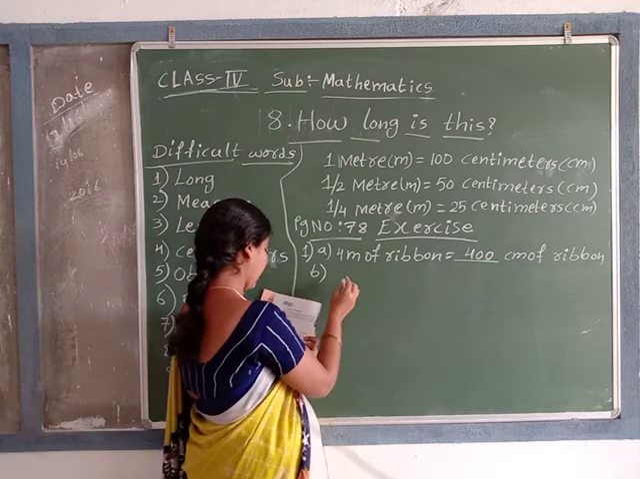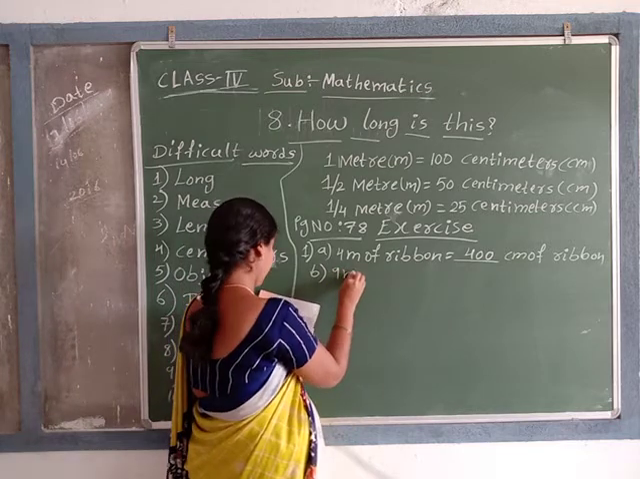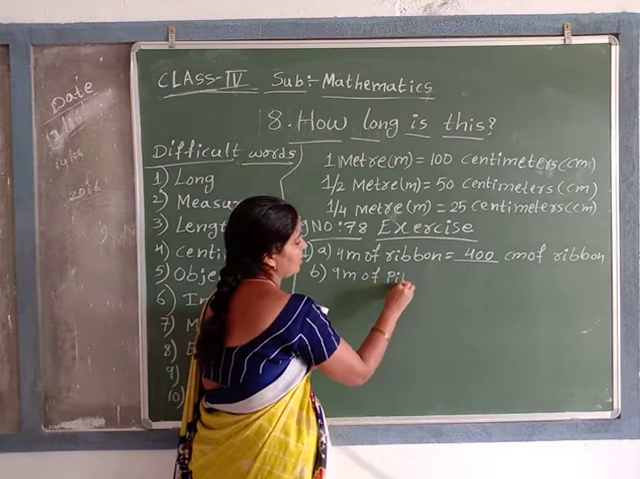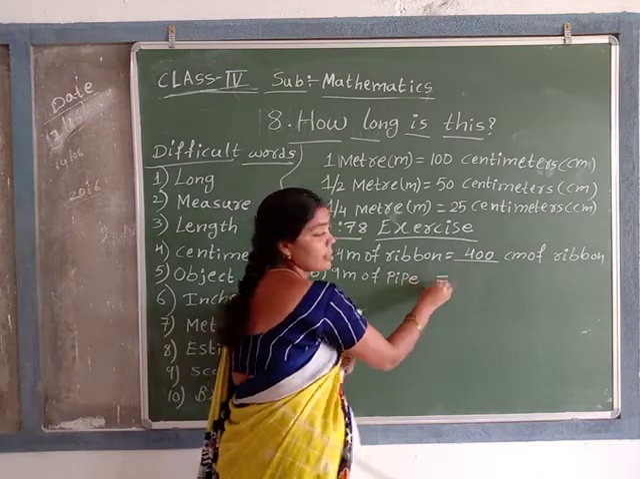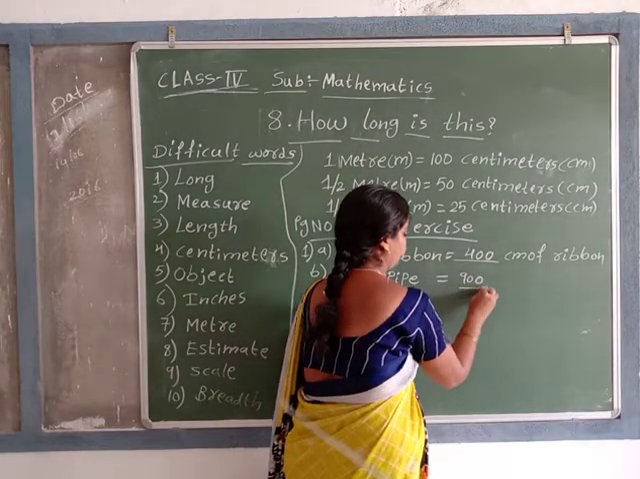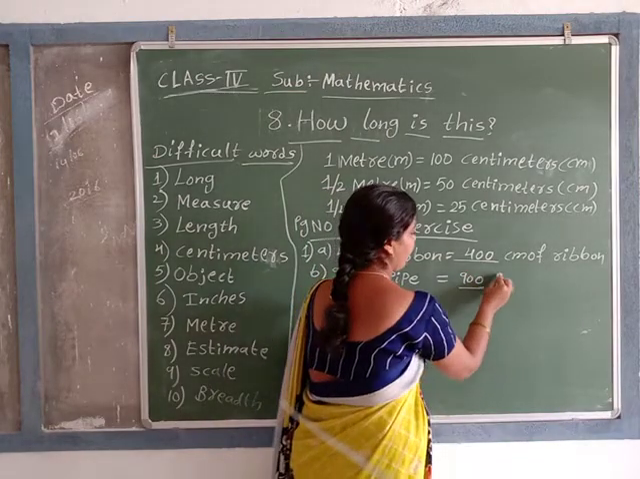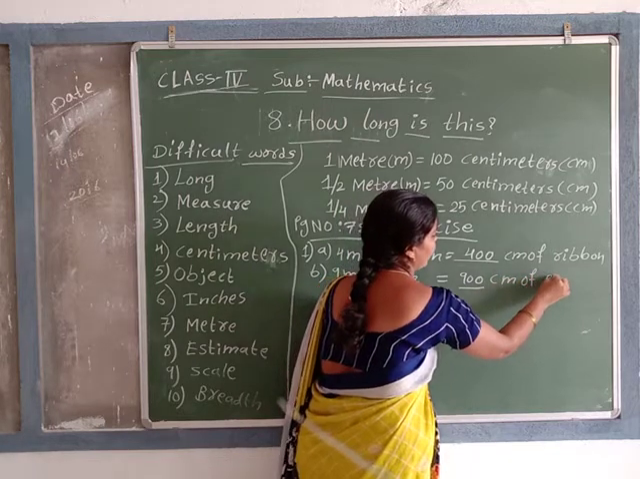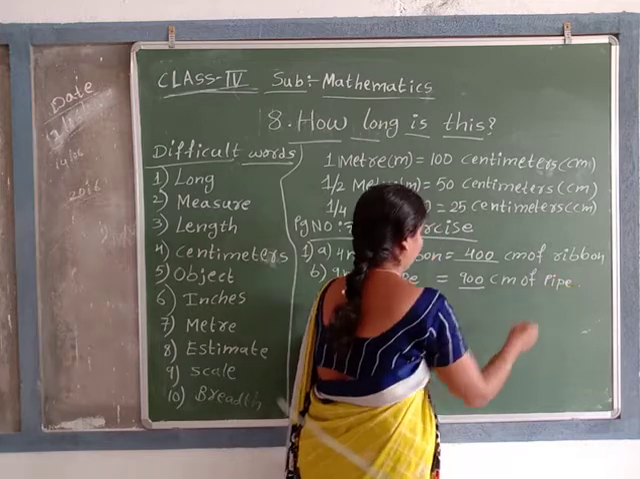Next, second question. 9 meters of pipe. Same like that only. 9 meters means 900 centimeters of pipe.